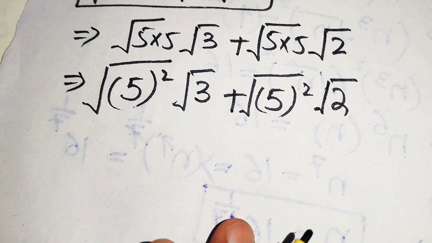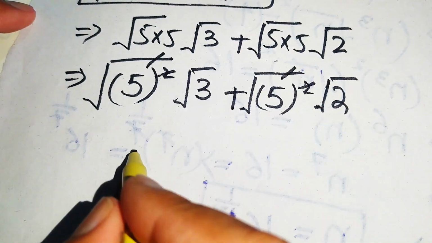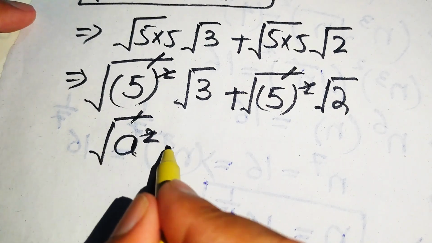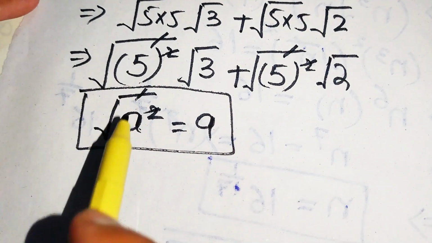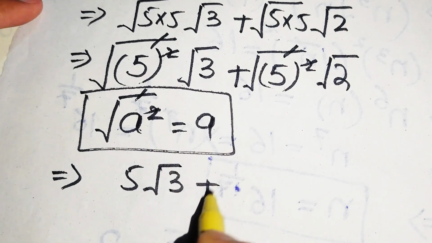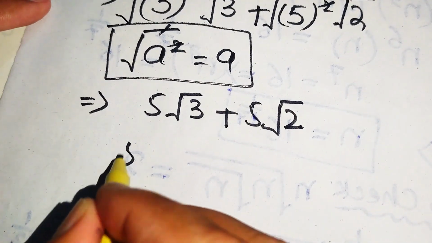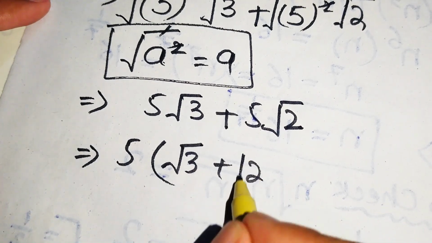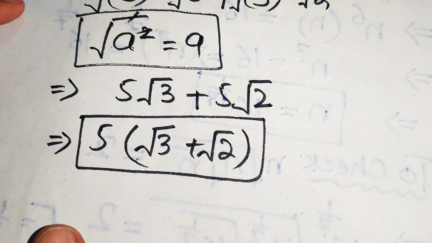After this step, you see that the square and square root are gone in both terms. So here we use this identity: if you have a square inside the square root, they cancel each other, and we get the remaining term. So when we cancel these terms, we get 5 into the square root of 3, plus 5 into the square root of 2. Here we take 5 common from both of these terms, and we get 5 times the square root of 3 plus the square root of 2. So this is our final simplified form, and this is the final answer.